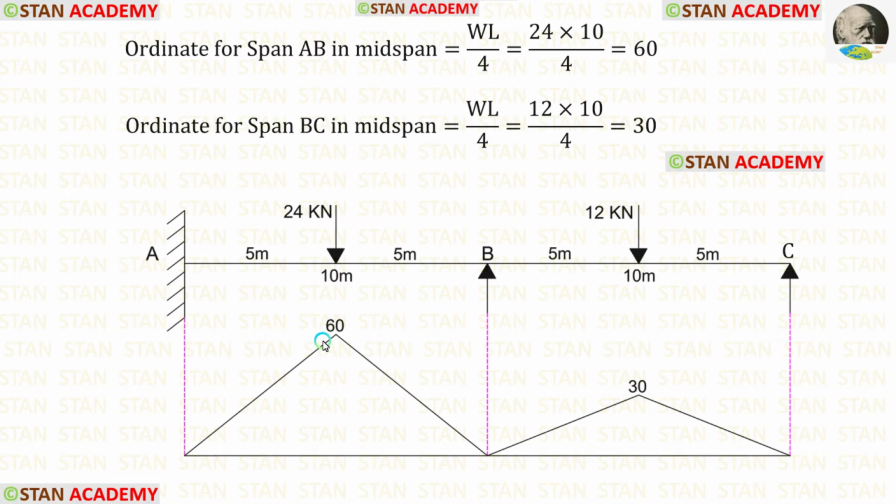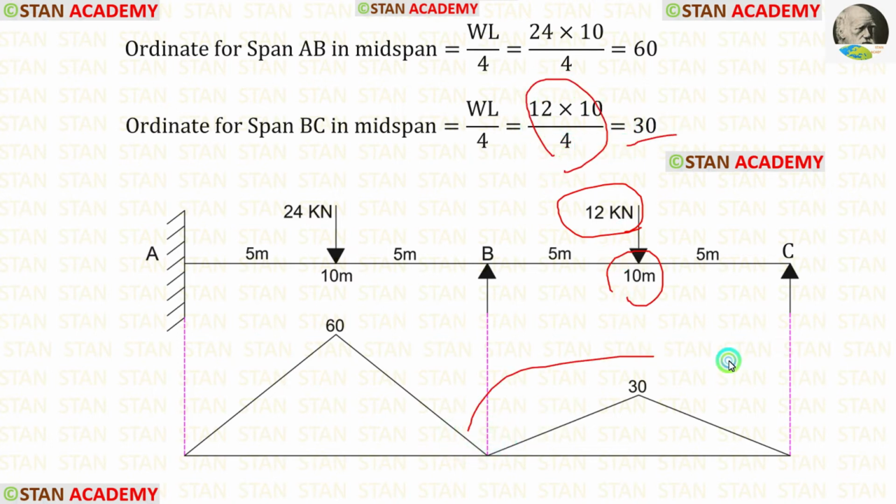We have already calculated the ordinate for AB. Now let us find the ordinate for the span BC. Here also a point load is acting in the center. So we have to apply the same formula, WL upon 4. Here W is 12. L is 10. When we apply the values, we are getting 30. Using that, we can make this diagram.